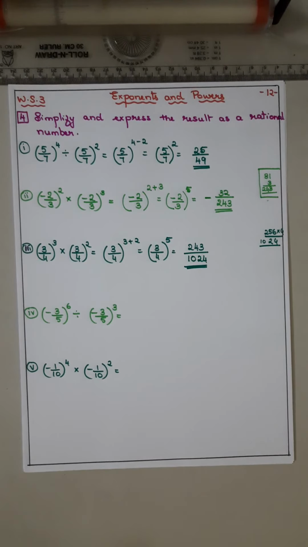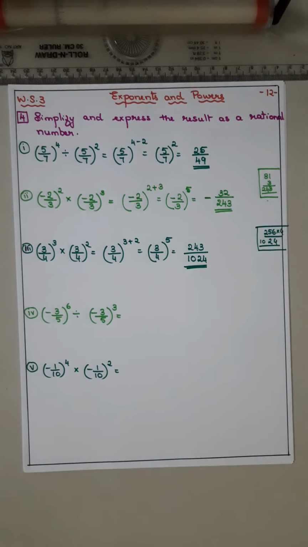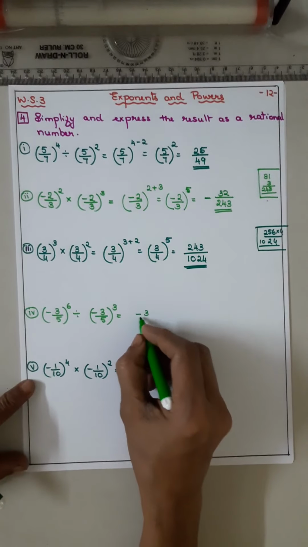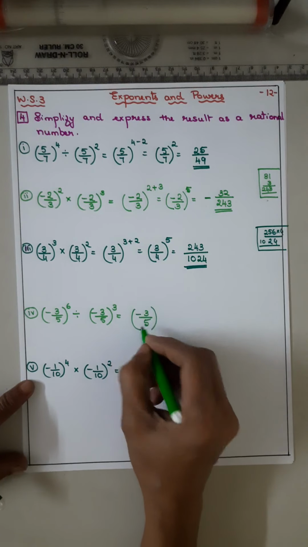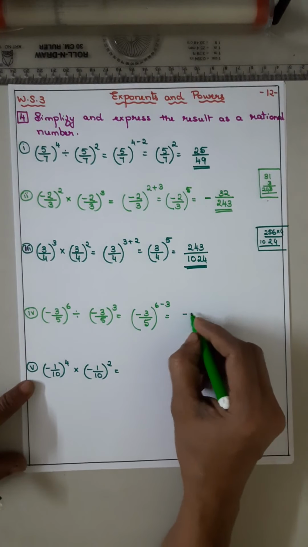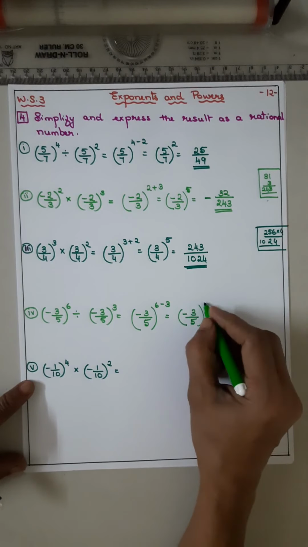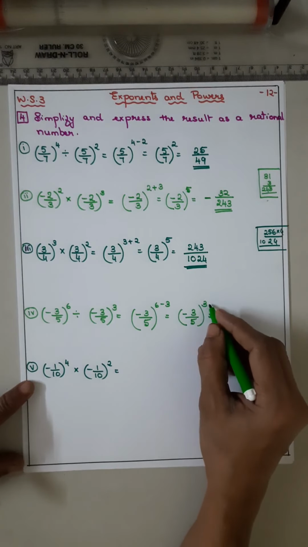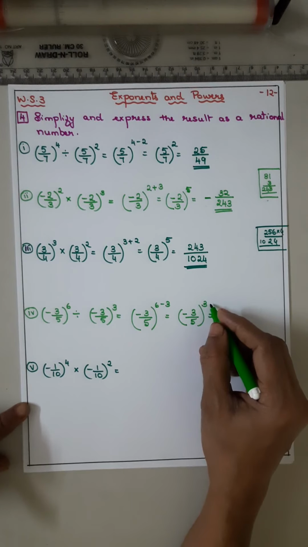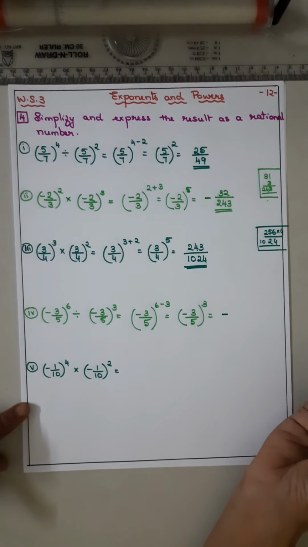Now coming to the fourth sum, minus 3 by 5 is the base and in between it is a division sign. So we have to subtract the powers, isn't it? So minus 3 by 5, the whole raised to 6 minus 3, which is 3. Now the power is what? The odd number. When the power is an odd number, negative remains negative only.